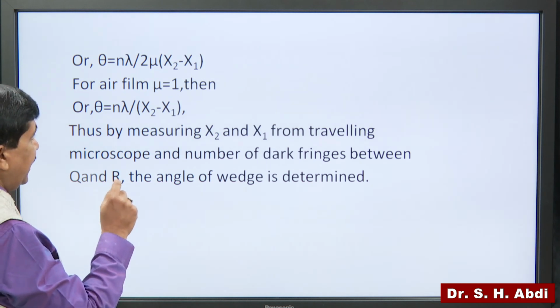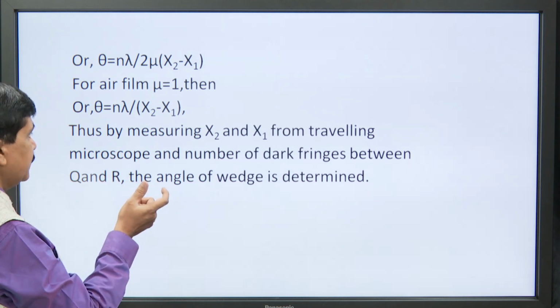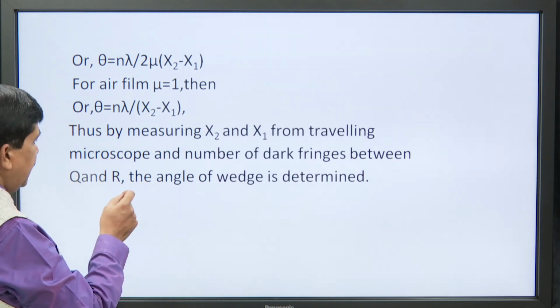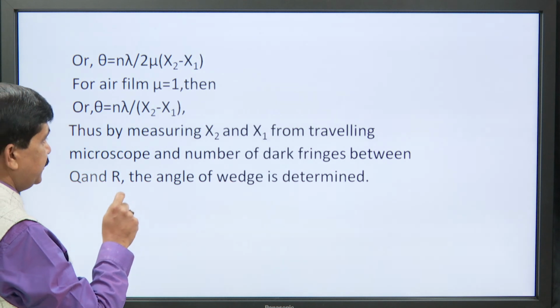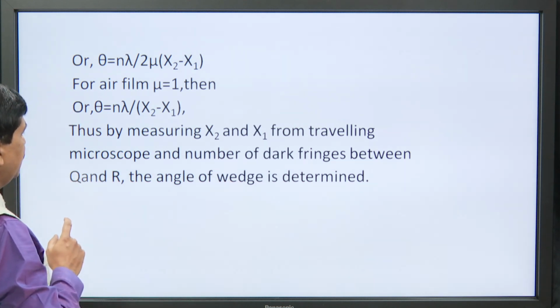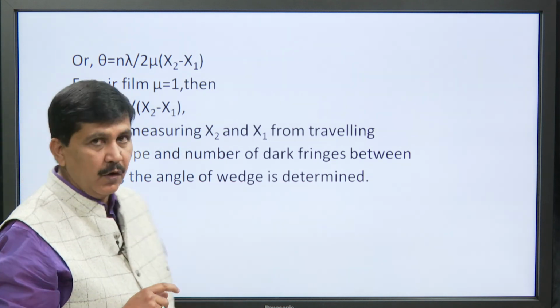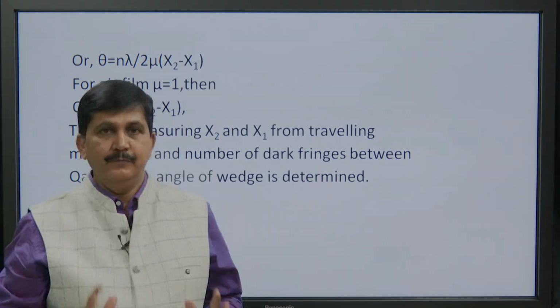By measuring x2 and x1 from the travelling microscope, and counting the number of fringes between Q and R, the angle of wedge can be determined. So, just knowing the values of n, x2 and x1, we can determine the value of the angle of wedge, or theta. Thank you.